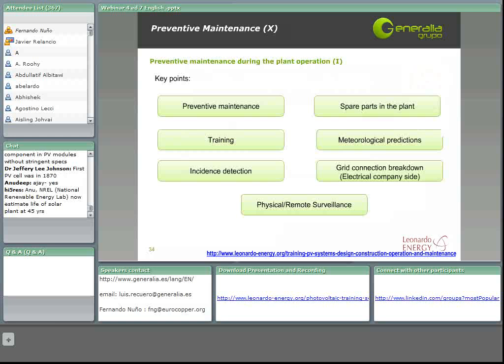And now we get to the preventive maintenance during the plant operation, which is the most important maintenance that we have to define and to structure.